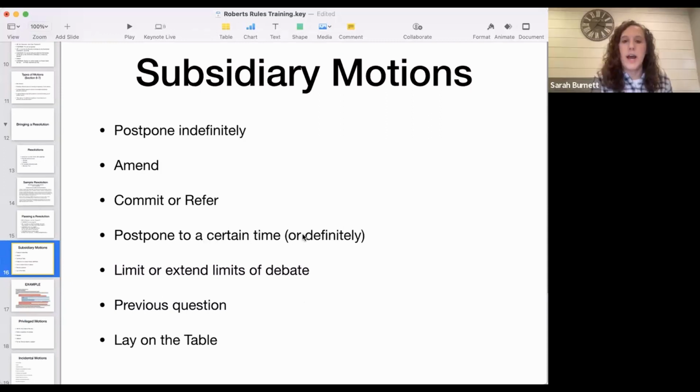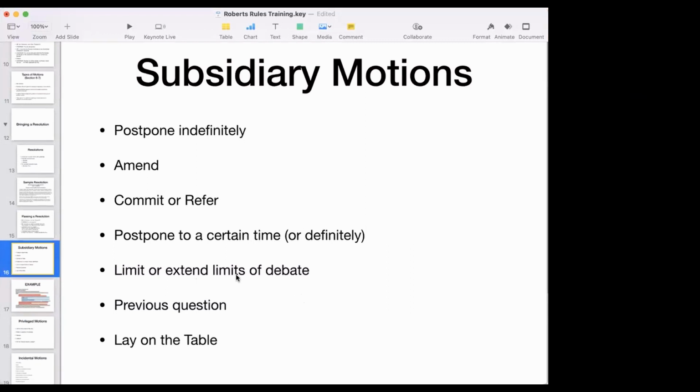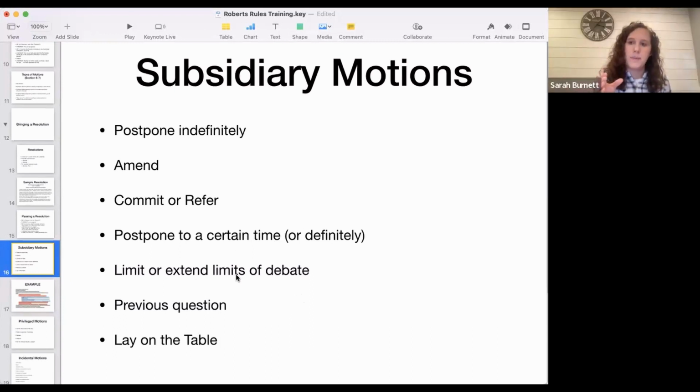Postpone to a certain time. Postpone indefinitely is used to kind of kill it: let's not talk about it today and let's not commit to ever talk about it. Postpone to a certain time means we do want to talk about it, we're just going to decide when that is. Limit or extend limits on debate: maybe you have a 3-minute limit on debate and you say, this is so important, we need 5 minutes. Okay, you could do that. Or you could say, we need to limit this.